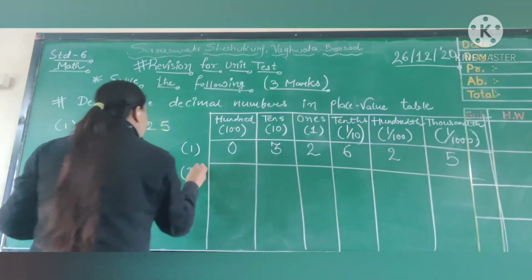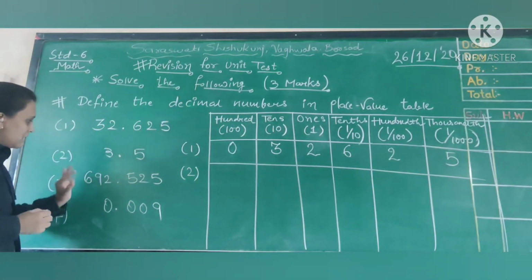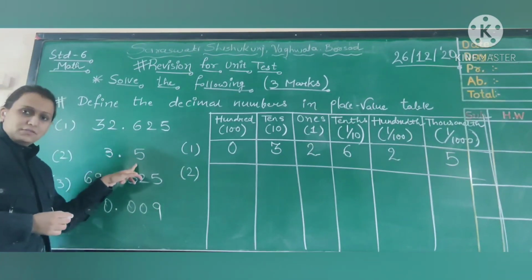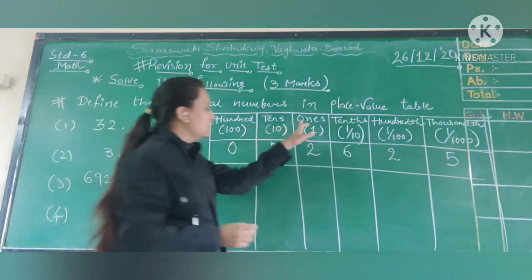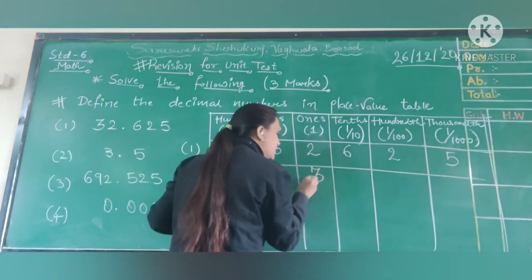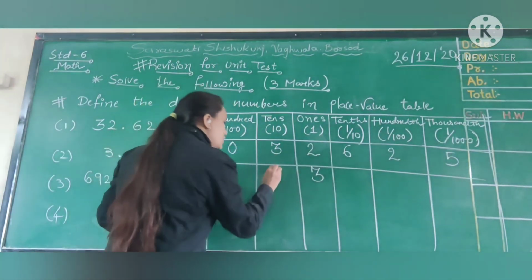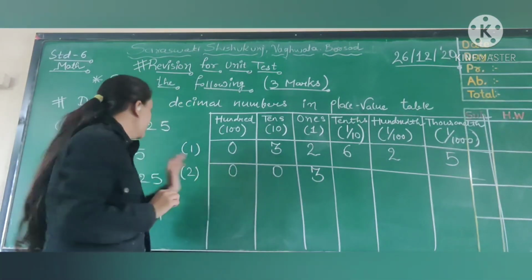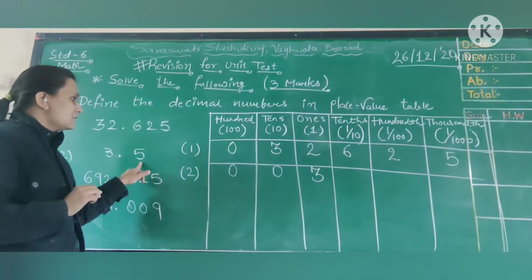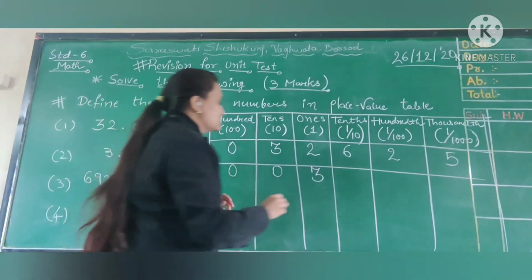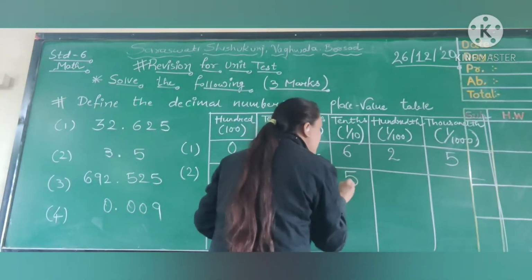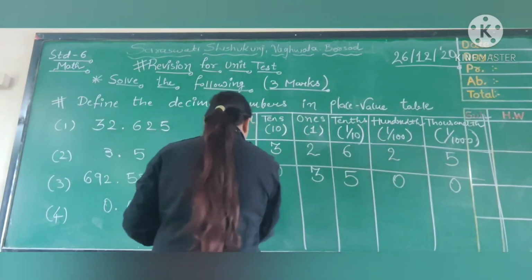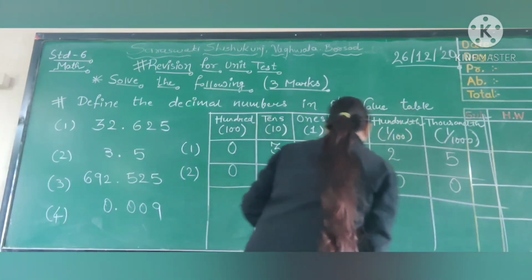Now let us take the second number. Here we have given 3.5. So 3 we have to put at the ones place. There is no tens place and no 100 place, so we have to keep 0, 0. Then after the decimal, 5 is at the tenths place, so we have to keep 5 here. There is no hundredths place and no thousandths place, so we have to keep 0, 0.